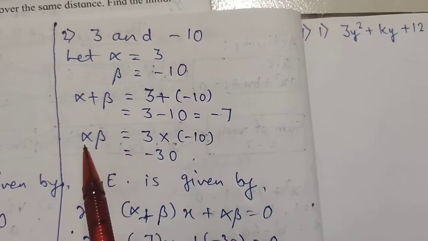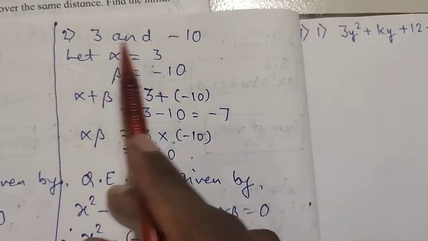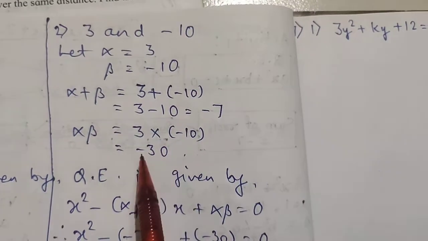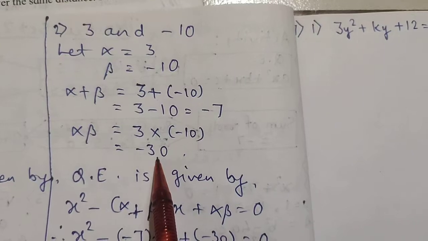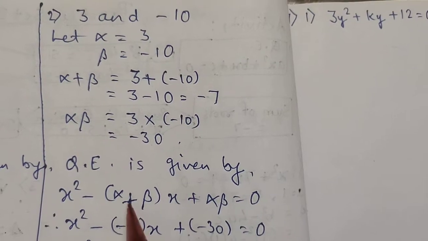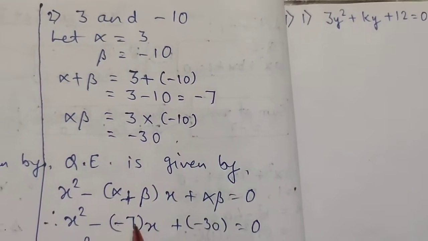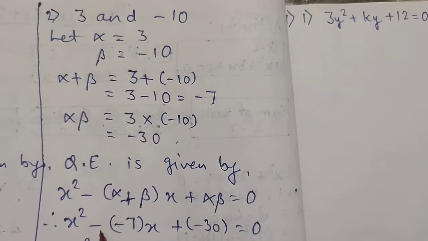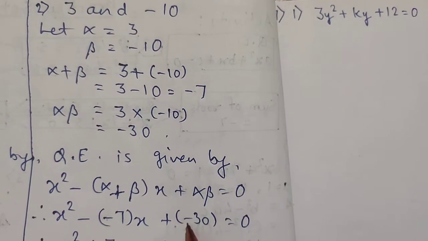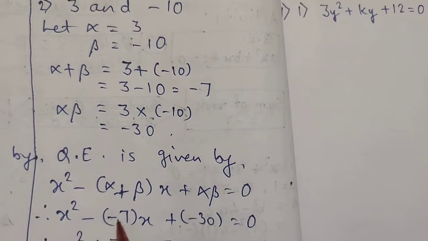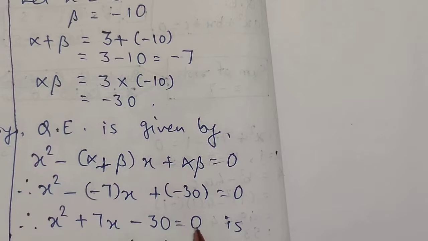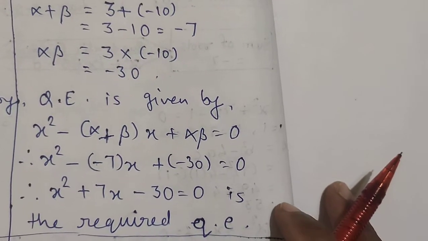Now the next step is alpha into beta, that is 3 into minus 10. If you do 3 into minus 10, plus into minus becomes minus, and 3 tens are 30. Then the next step: the quadratic equation is given by this formula. In place of alpha plus beta you write minus 7. One minus is already there, plus alpha beta, which is minus 30. Since plus is there, you put a bracket and then write the minus sign. Now this minus minus becomes plus and this plus minus becomes minus. So x square plus 7x minus 30 equals 0 is the required quadratic equation.